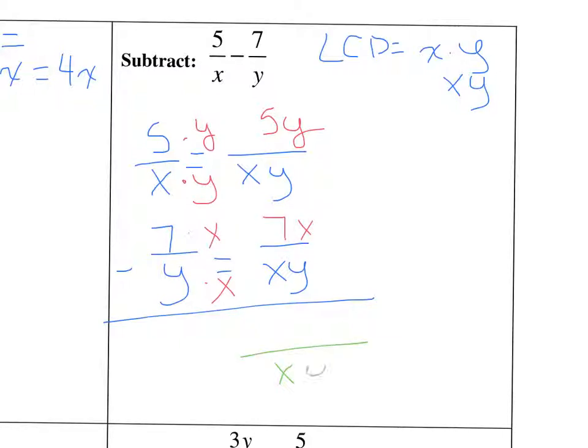Our denominator is xy. We're going to subtract our numerators. So 5y minus 7x.